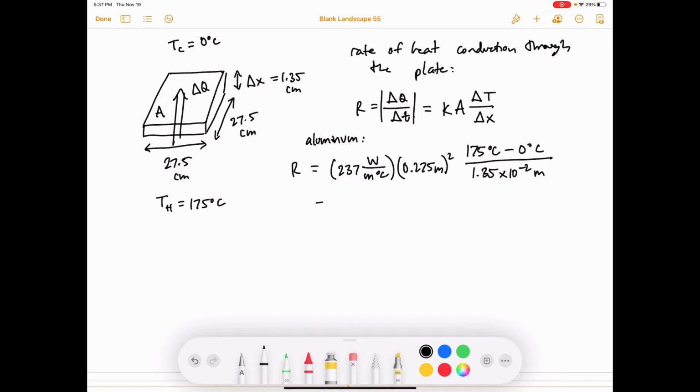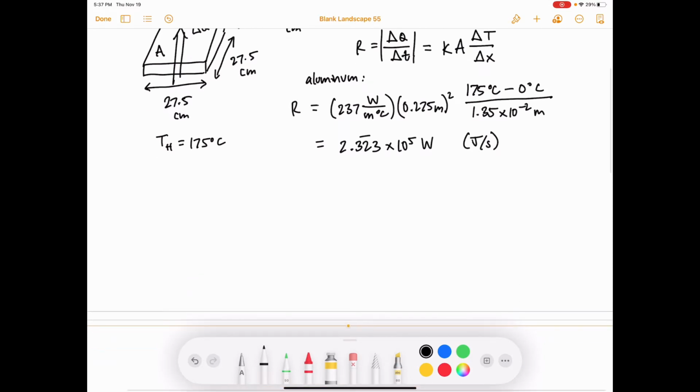And what we'll find is the rate is 2.323, and we're going to keep 3 sig figs on that, times 10 to the 5th power watts. And again, remember, a watt is a joule per second. Okay, so that's the rate of heat conduction through the plate. Now, a separate question is, how much heat do we need to melt all the ice?